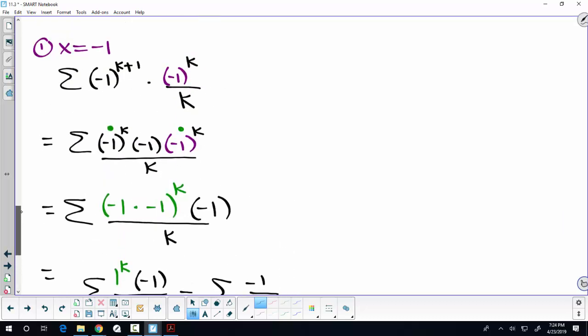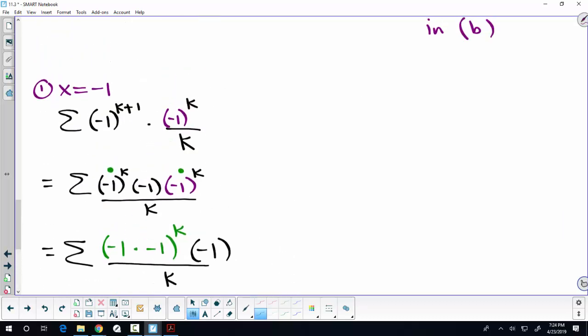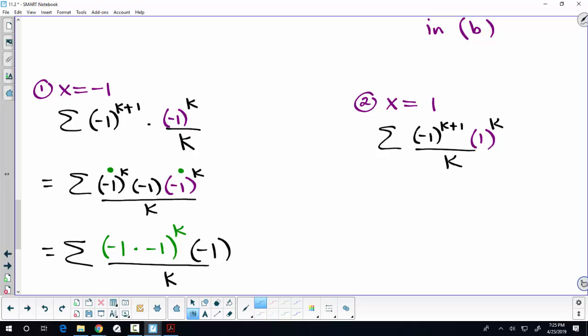Okay. So when x equals 1, we have the series -1 to the k plus 1 over k times x to the k. That property simplifies, times 1 over k, right? The 1 to the k is just 1. And so this series is -1 to the k plus 1 over k. What do we know about that series?